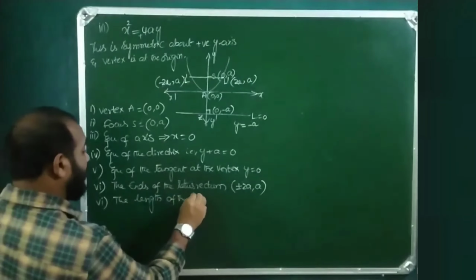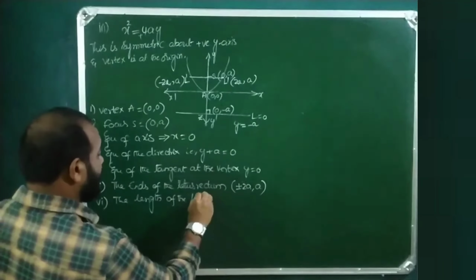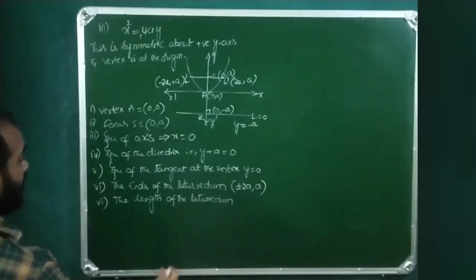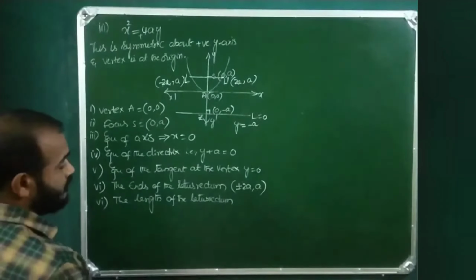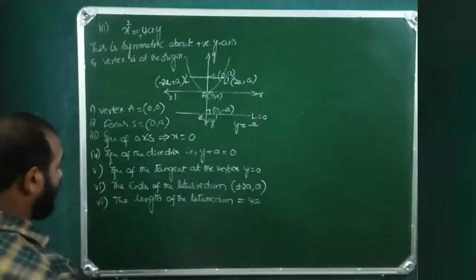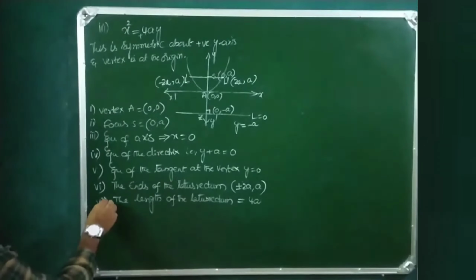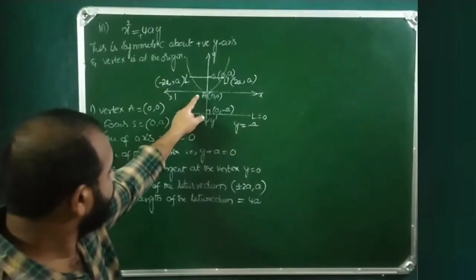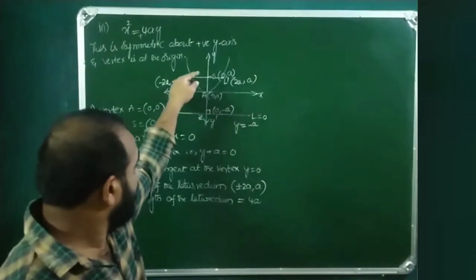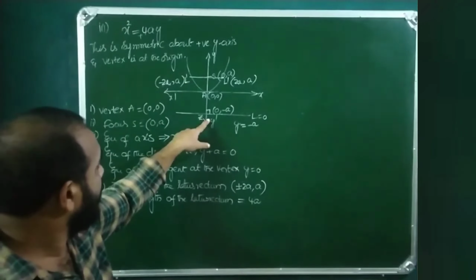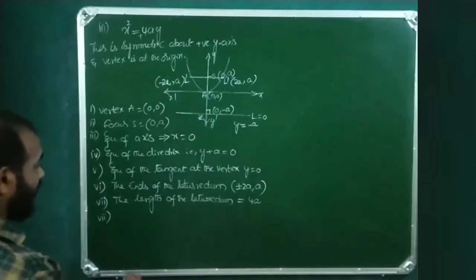The length of the latus rectum is equal to 4a. And this is the 7th point. And what is the next point that we have forgotten? It is the equation of the latus rectum.